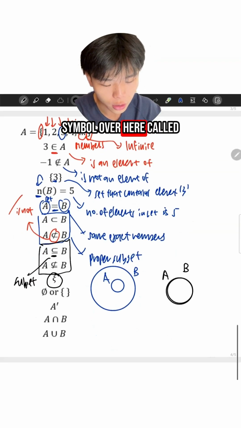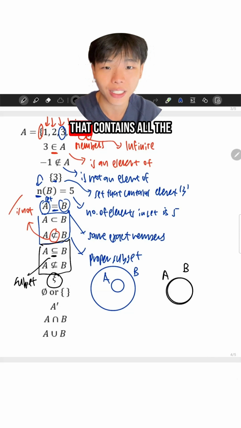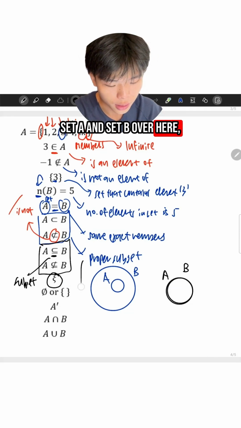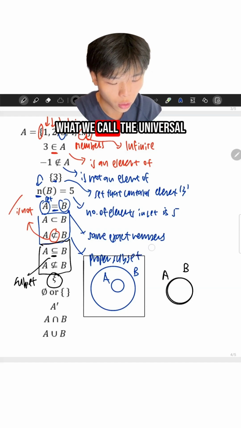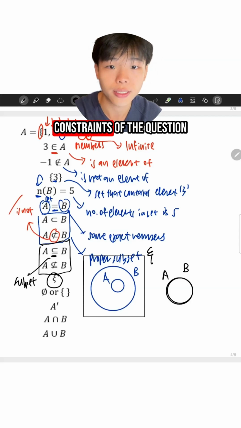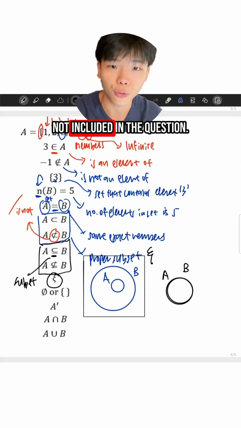Next, we have this symbol over here called the universal set. The universal set is the set that contains all the sets within the question. So for example, if I have set A and set B over here, these two sets are within what we call the universal set. And the universal set basically defines the constraints of the question and what is included and not included in the question.